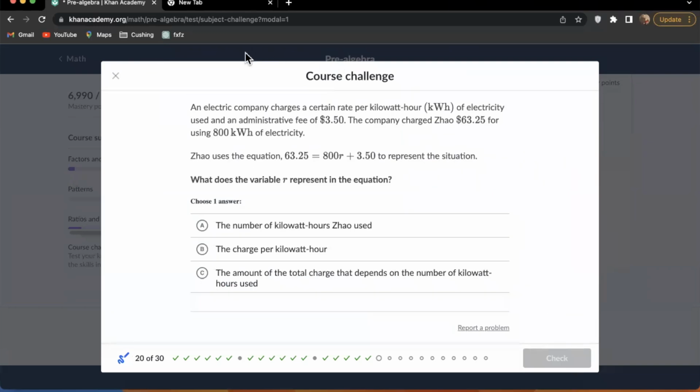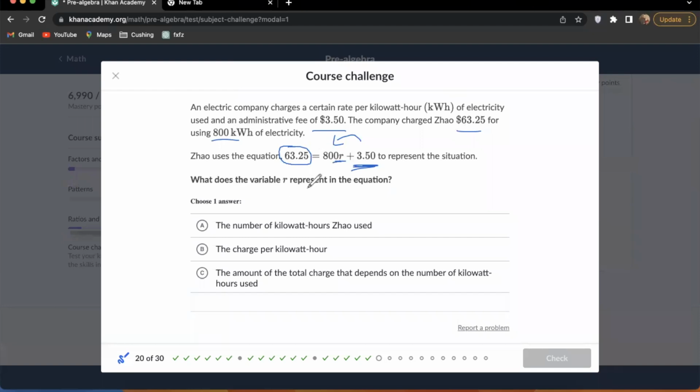It says an electric company charges a certain rate per kilowatt hour of electricity and uses an administrative fee of $3.50. The company charges out $63.25 for using 800 kilowatts. So the equation actually does a lot for us because the $63.25 is the total cost. That's going to be your initial fee of $3.50 plus 800 kilowatt hours multiplied by the rate per hour. So R represents the rate per hour.